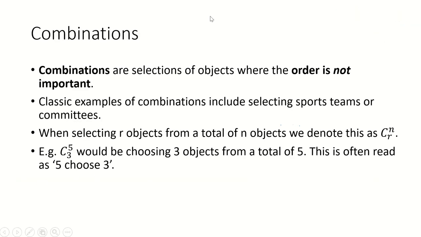I skipped over this. Combinations are selections of objects where the order is not important. So when you're putting people in groups, order is not important. Some classic examples are placing people into sporting teams or different committees. When we're selecting r objects from a total of n objects, we denote this as C n r. Here we're choosing 3 objects from a total of 5, and this is often read as 5 choose 3. So 5 people choose groups of 3.